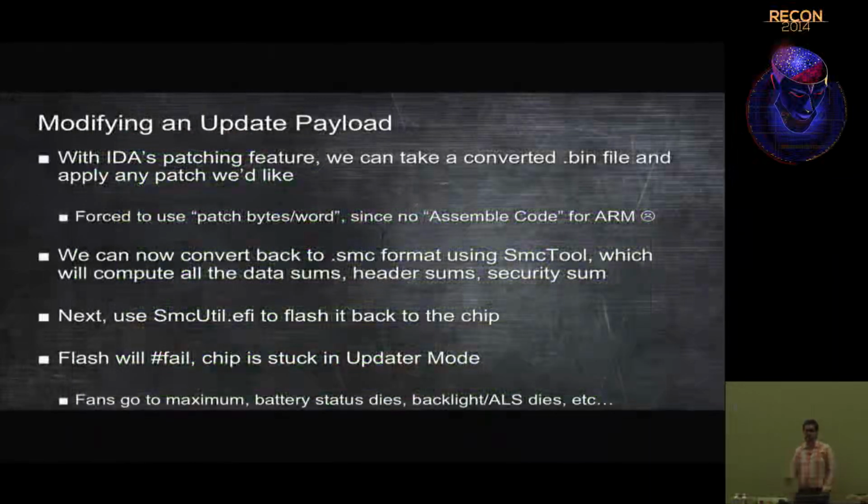So basically, I took IDA, took my bin file, and patched a simple routine, a simple address. Now, unfortunately, IDA's assemble code doesn't actually work on ARM. It says this is not supported on this processor module. So Igor, please make that work. So you can only patch it with bytes or words. So I took a simple byte, patched it, converted from bin back to SMC with the tool that I wrote, and then used SMC util to flash my new payload.